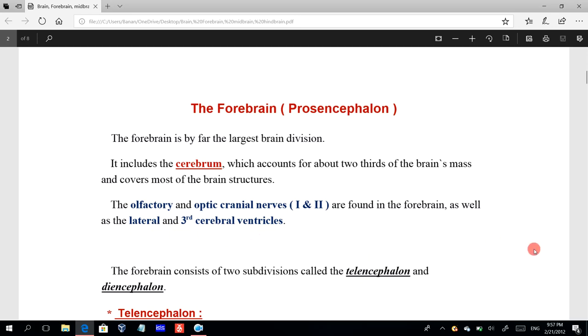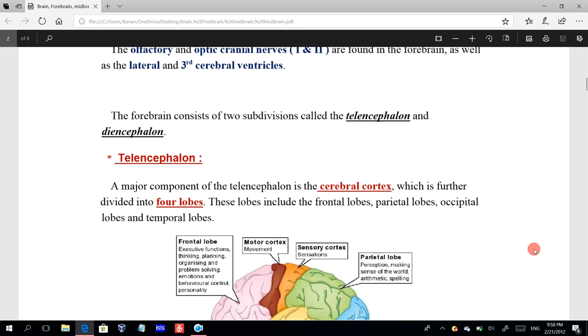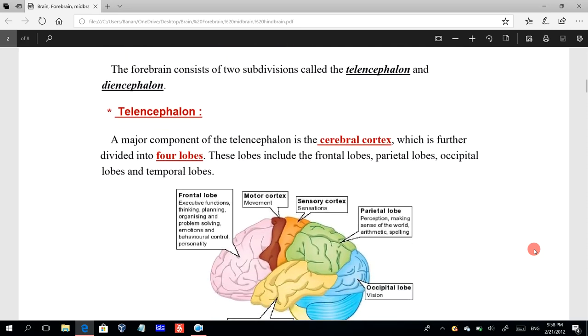The forebrain consists of two subdivisions. And these two subdivisions of the forebrain are called the telencephalon and diencephalon. And of course, each one of these subdivisions is composed of many parts, as we will tell you in the next paragraphs. First, we'll talk about the telencephalon.